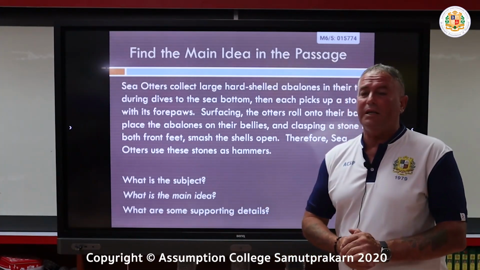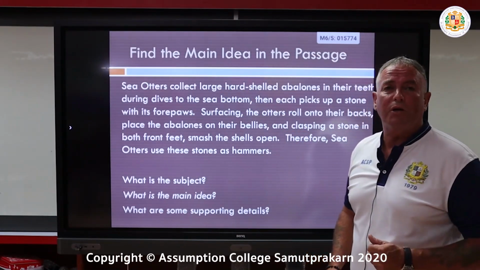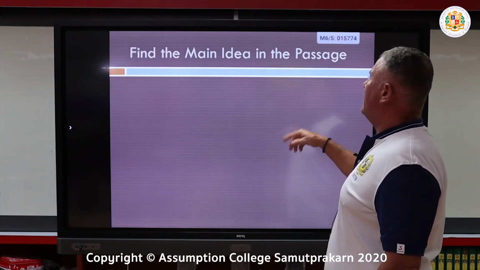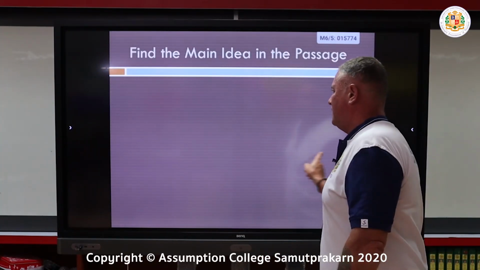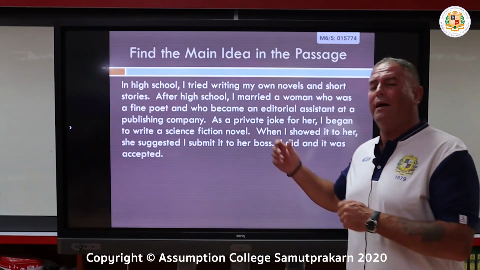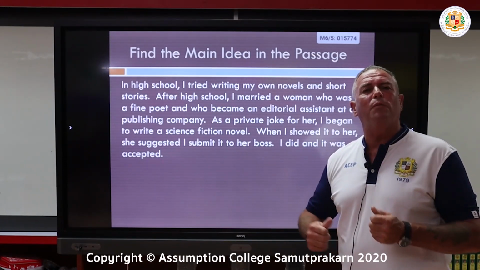What are the supporting details? These are the things I've just mentioned. Okay, they would be your details. Find the main idea in another passage. Okay, let's see if you can do this one first. Have a look at this, and then before we answer, see if you come up with the same answer.